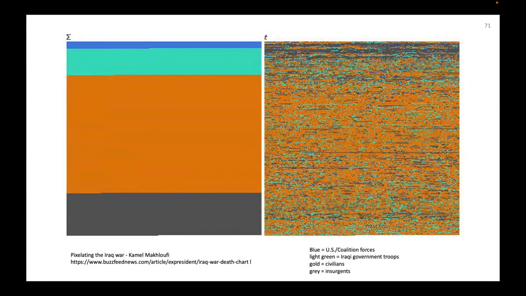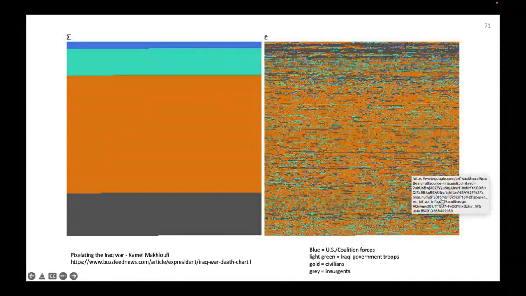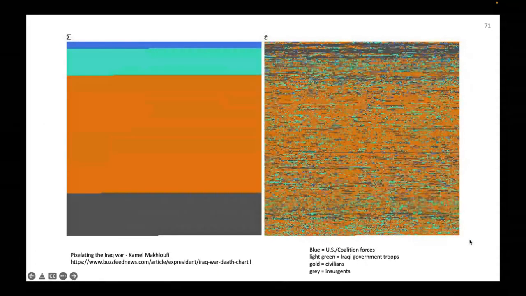Okay, so each pixel in these images represents one casualty in the Iraq War. Okay, and you can see, right, so these are the totals, with a legend, and here is the distribution through time.